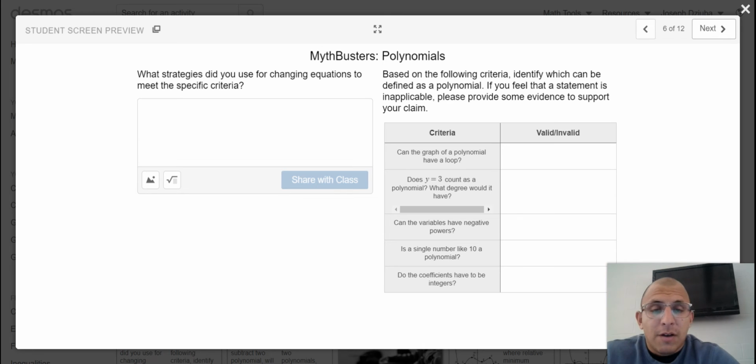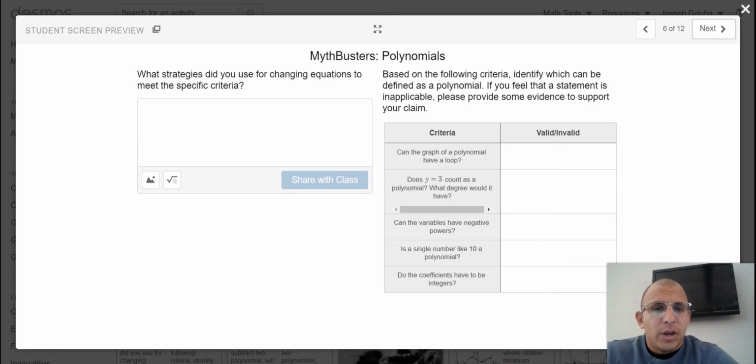I would like for you to have a conversation with your peers as it pertains to the different strategies that you use for changing equations to meet the specific criteria. What did you come to realize? Such as adding a constant. What does that do to the overall graph? Or what happened when you changed the degree of the polynomial from 2 to 3 or from 3 to 4? Were there similarities? Were there explicit differences? Let's generate a nice little discourse going before our time together in class.